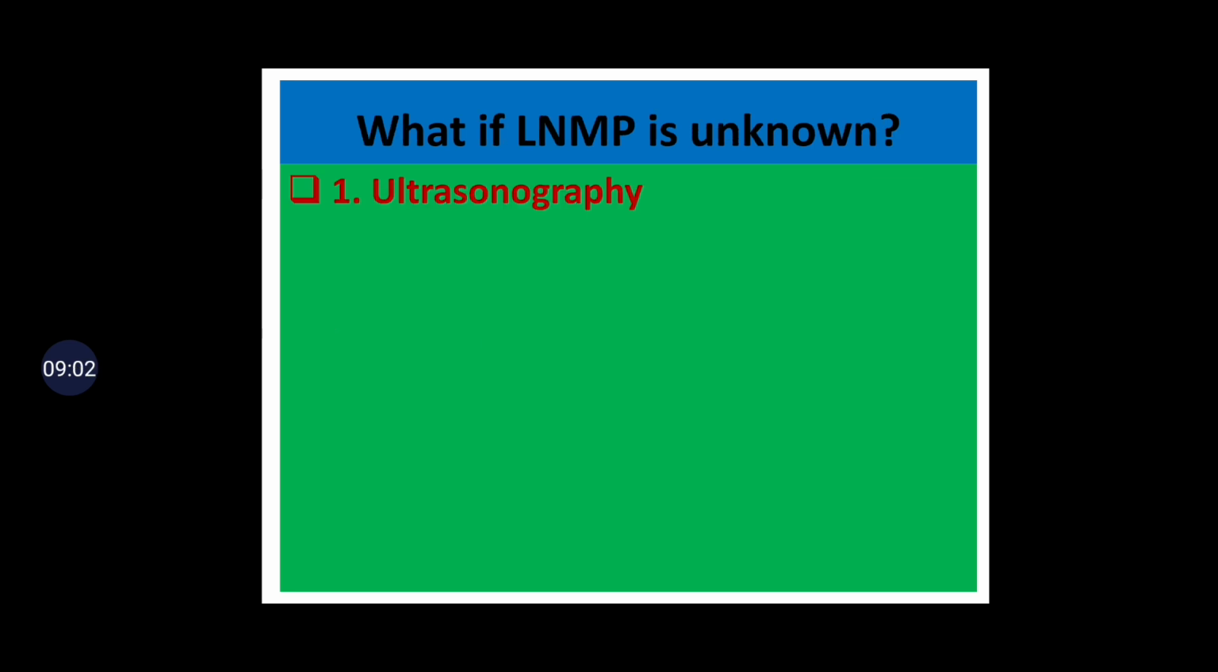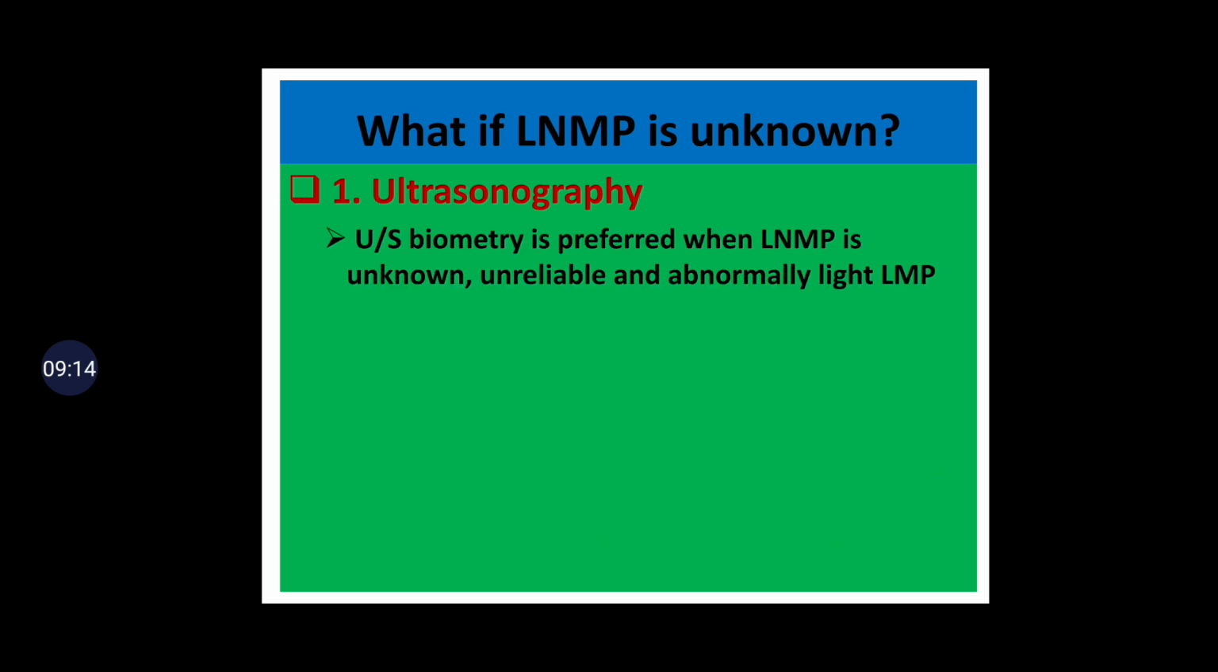What if the last normal menstrual period is unknown? There are different methods useful for pregnancy dating in case of unknown pregnancy, and the first one is ultrasonography. One of the major functions of ultrasonography is to confirm the presence of viable pregnancy and pregnancy dating. Ultrasound is preferred when the last normal menstrual period is unknown, unreliable, or abnormally light, because it might be implantation bleeding.